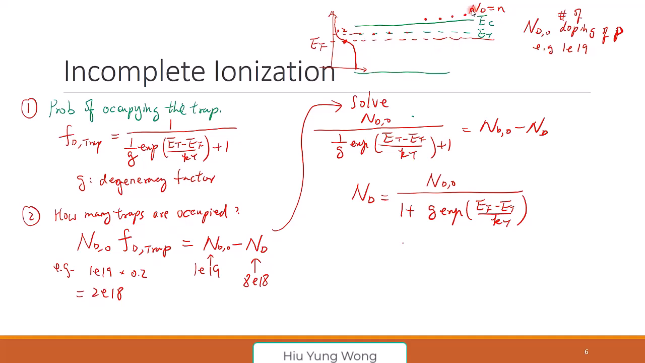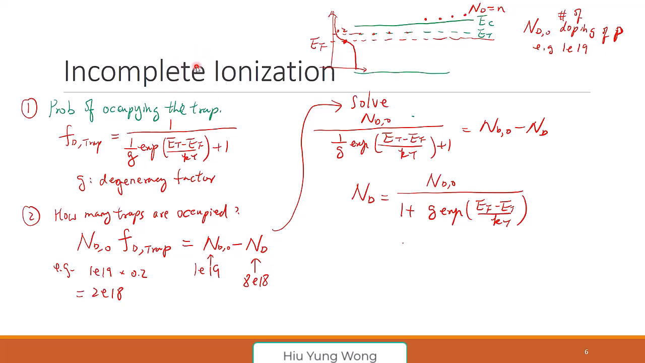The rest ionized, what does it mean? I have a mobile electron. At the same time, I have a positively charged atom. In the past, we all assumed they fully ionize. So I have 1E19 electrons and 1E19 positive charges, so they are neutral. Now I have 8E18 electrons, 8E18 positive charges, still neutral. And then I have 2E18 just neutral phosphorus. They are not ionized. They are just a bulky impurity in silicon, but they do not contribute to any conduction.